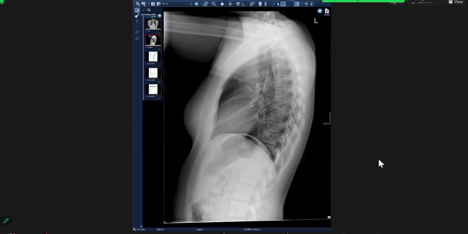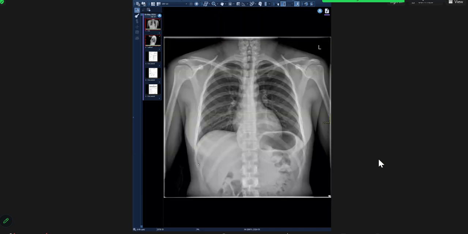On the lateral chest X-ray, you don't see the abnormality. Yes, ma'am. Okay, no problem. So what are your differentials and diagnosis, and what do you want to do?